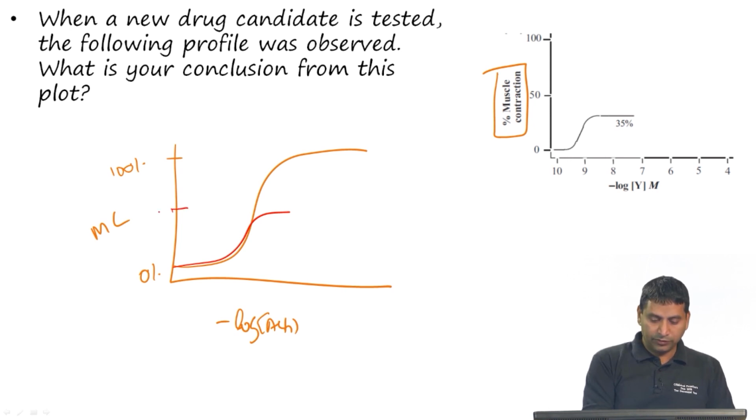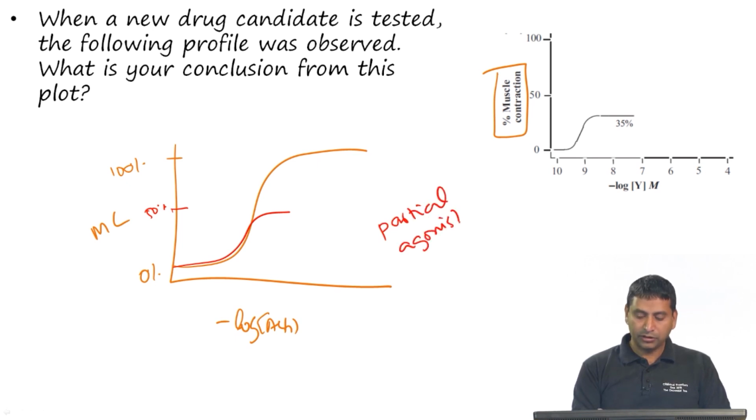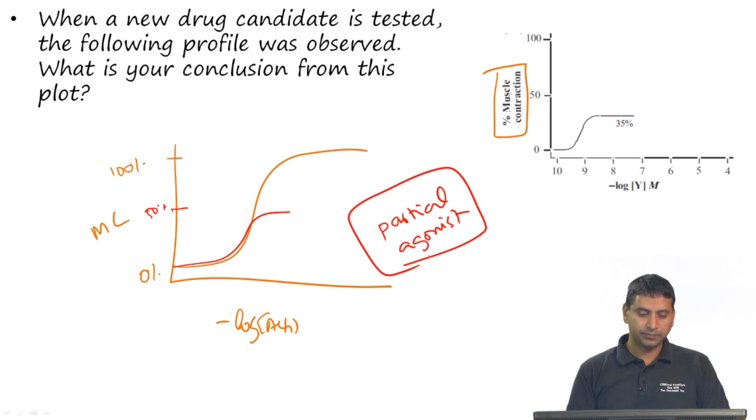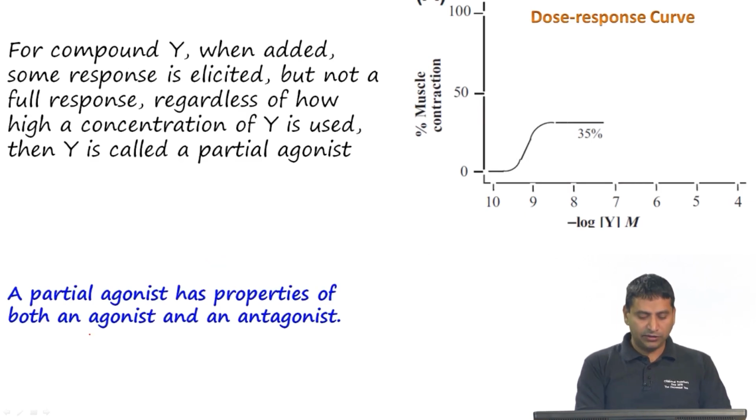So, if this is 50%, then it is less than 50%, and so this would be a partial agonist. Okay. So, the partial agonist has both the properties of an agonist as well as an antagonist.